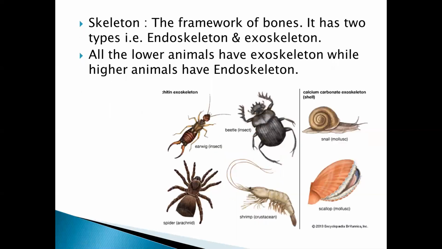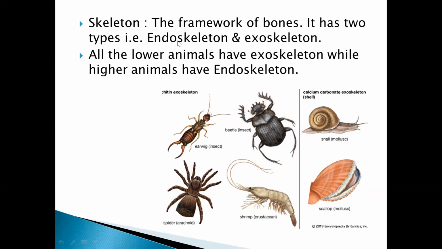Next, what is a skeleton? You may have learnt about it in grade 3. The framework of bones is called a skeleton. In our class, we had a model of the skeletal system, and I have shown you that model as well. Now, the skeleton has two types, endoskeleton and exoskeleton. What do we mean by endoskeleton? All skeletons which are present inside the body of any living thing are called endoskeleton. And if the skeleton is present outside the body of an animal, it is called exoskeleton.